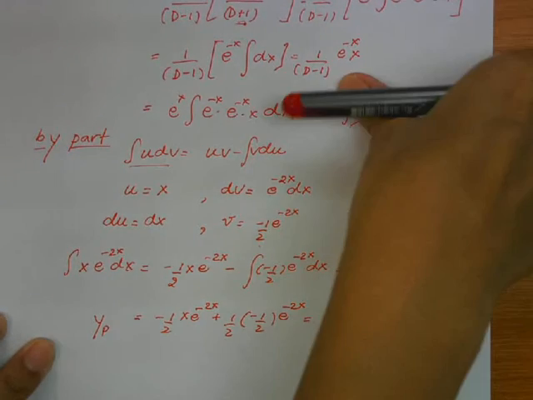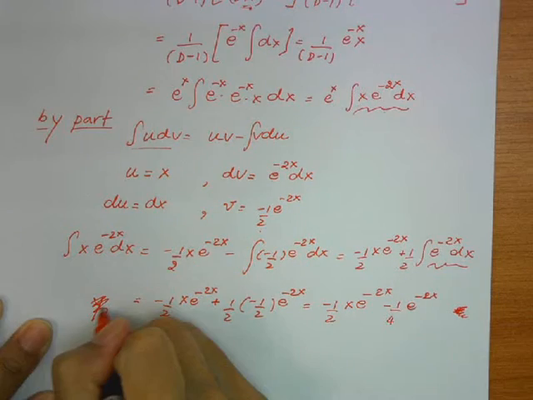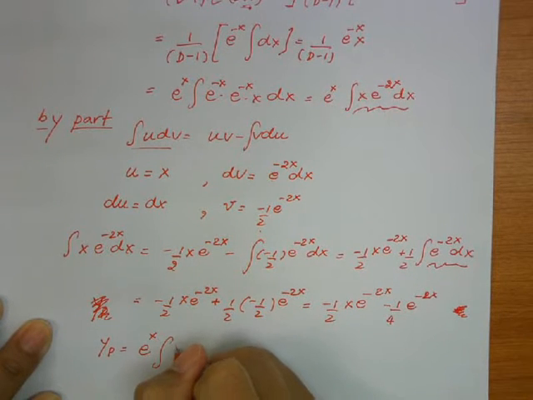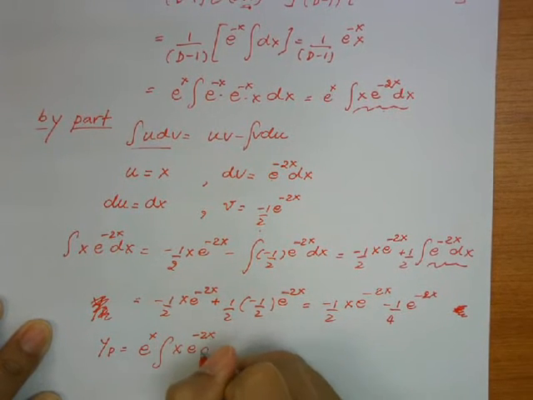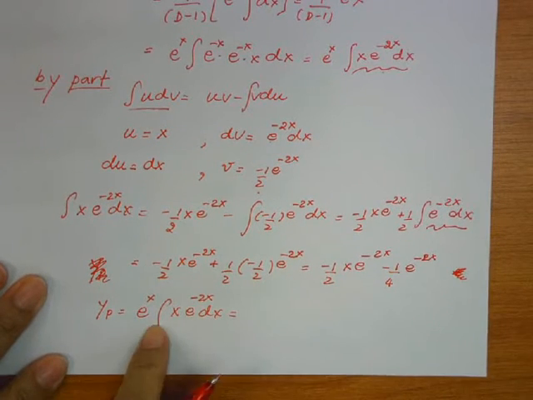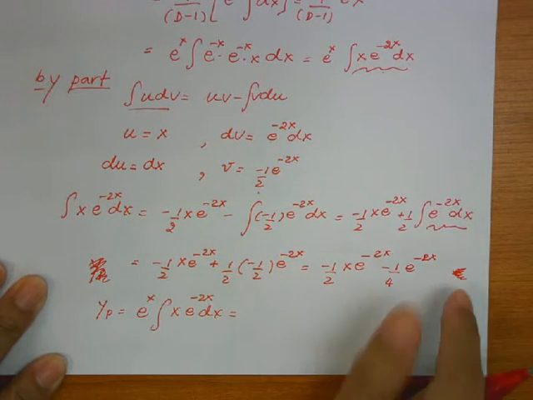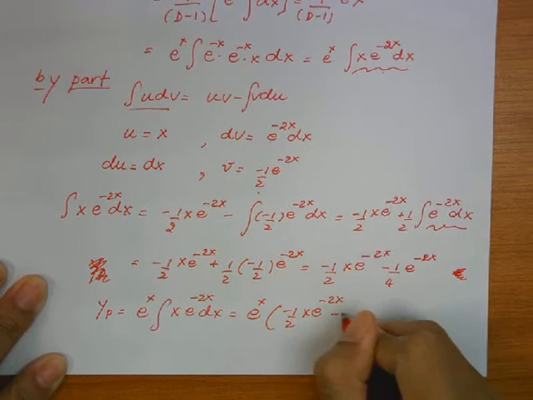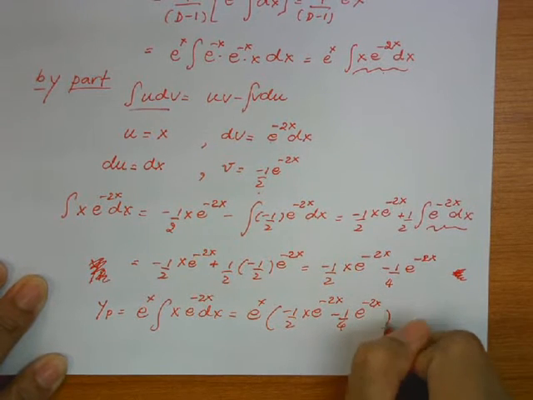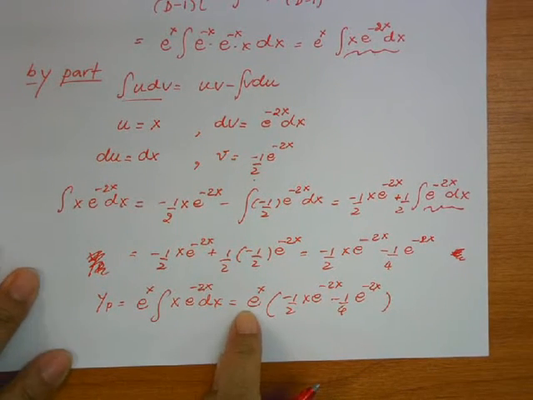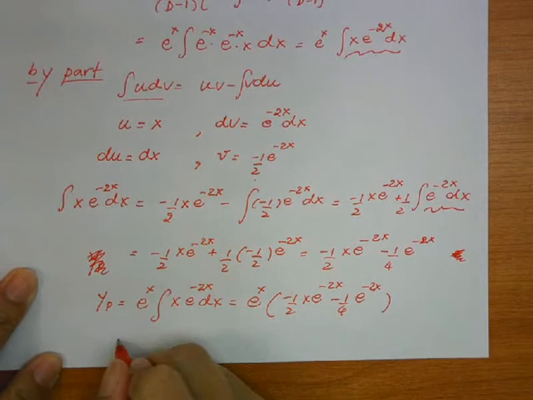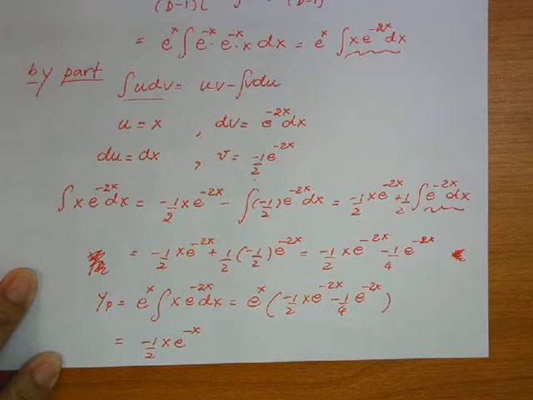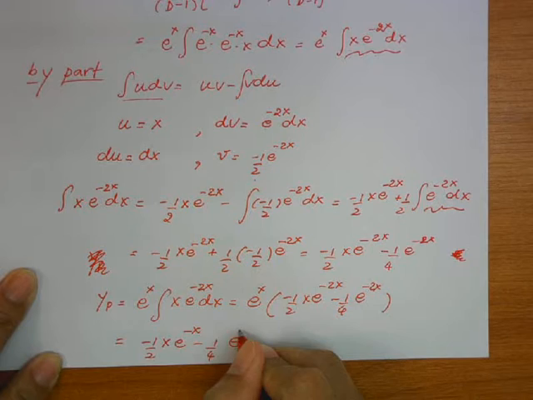Sorry about that, because actually our yp is equal to exponential of x times the integral of x times exponential of minus 2x dx. Our integral is equal to this term, so you just plug it in. Then you just distribute the term exponential of x in there, and you would get minus x, right? Exponential of minus x. Okay, that's it.